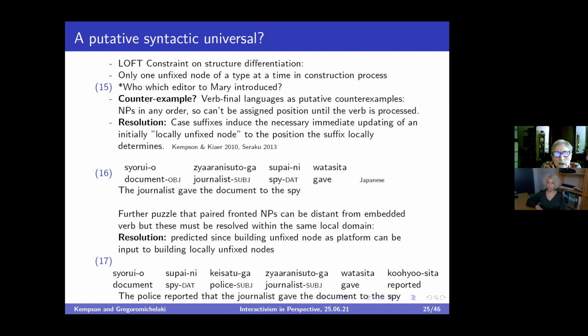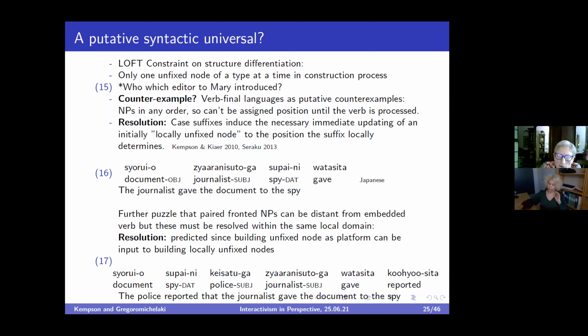So in English, you can't say 15 at all. But now, as a possible counterexample, the verb final languages are very obvious putative counterexamples, because the NPs can occur in any order, but they can't be assigned position until the verb is processed. Now, 16 is Japanese. The object, the subject, and the dative can be in any order whatsoever. It's just that the verb has to come finally.